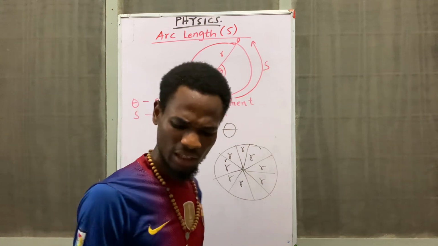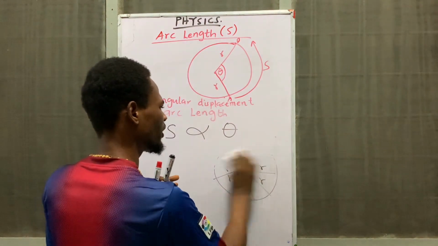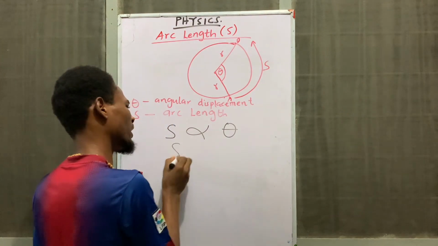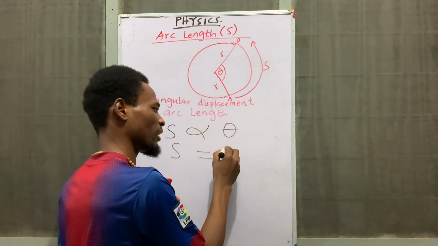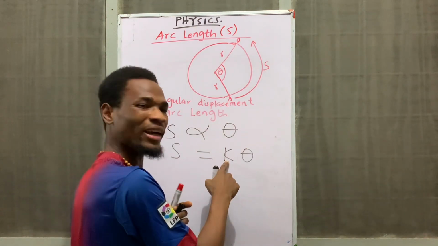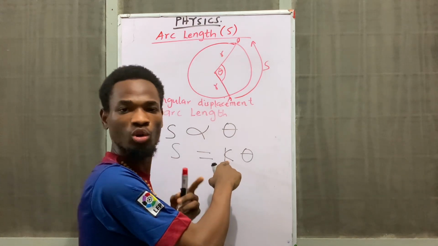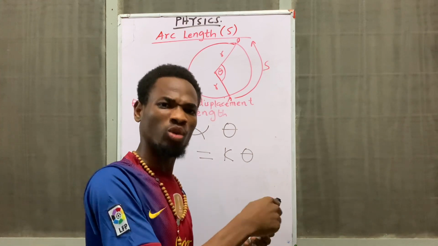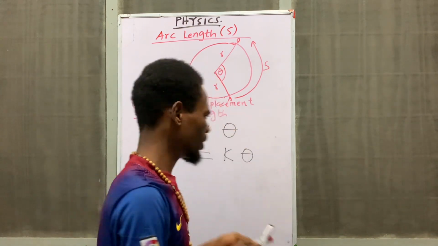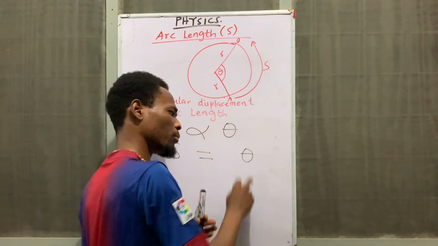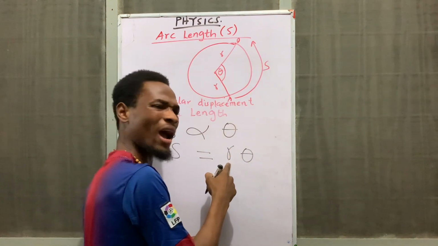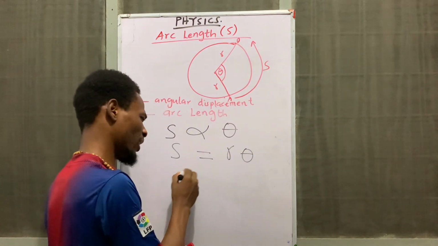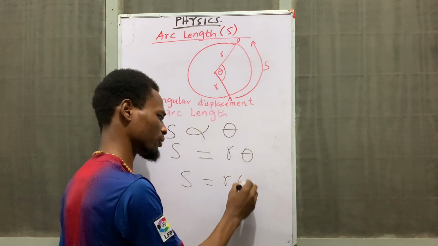So it is constant. And now you know that in the direct variation, first I have S is equal to K theta, where K is the constant I have introduced. But realize that from what I did earlier on, what was constant? It was my radius. So I'll rather put R here, where R is my constant of variation. So finally I have S equal to R theta.